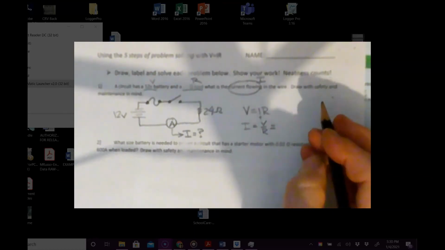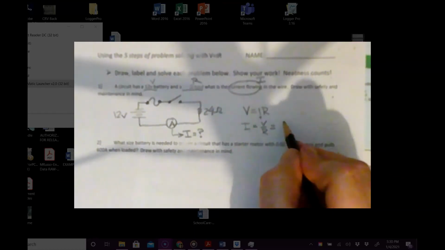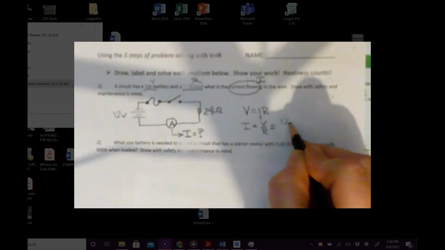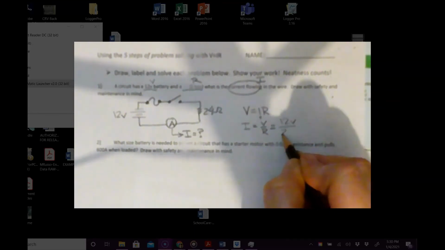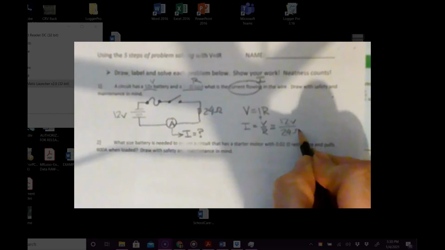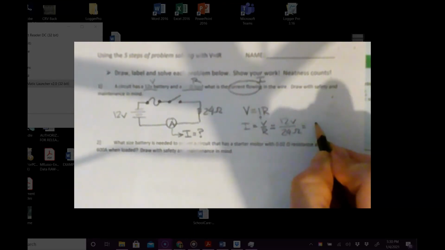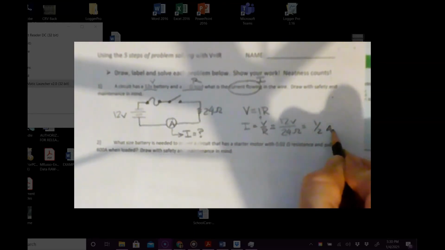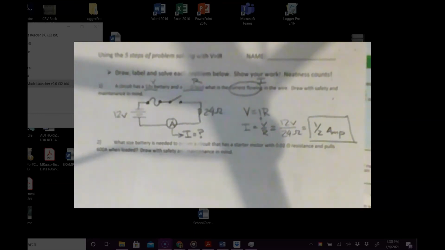Now it's my favorite, plug and chug, right? What do I know? It's 12 volts. It's 24 ohms. Oh my, the math comes out so nice, right? That is 1/2 of an amp, right? 12 over 24 is still a half. Yep. I don't even need the calculator. There we go, 1/2 an amp. Problem 1 is done for you.